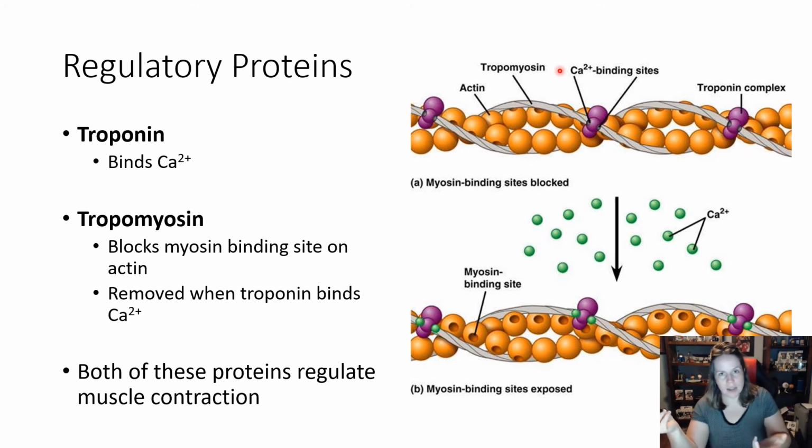And where are we getting that calcium from? The sarcoplasmic reticulum. And when do we get that released? When there's an action potential. So that'll lead to the release of calcium. It's going to bind troponin, move tropomyosin, and now we can get a shortening of the sarcomere.